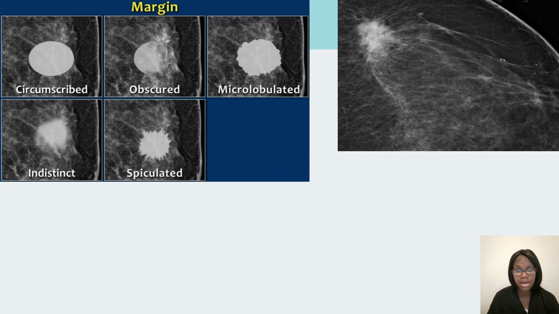Microlobulated, indistinct, spiculated. Especially for indistinct and spiculated, biopsies are going to be recommended and possibly ordered for the patient to just make sure this is not any type of breast cancer. For your spiculated margins, that is a sign of malignancy. So as you can see on the mammogram picture, on my right.